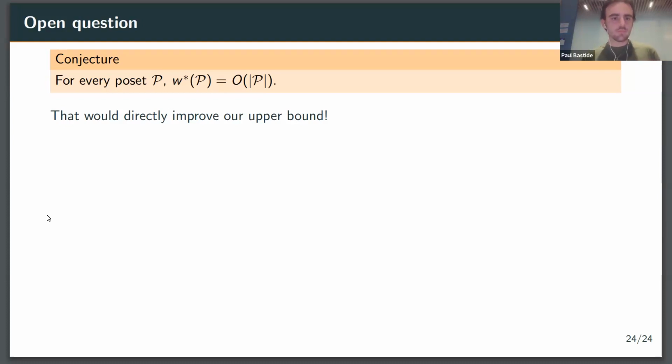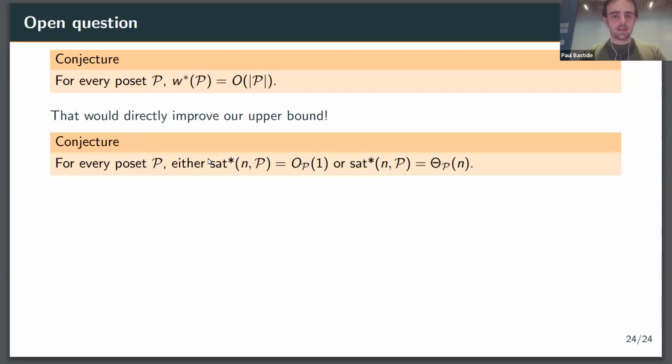So yeah, the first conjecture is what I was talking about, that maybe this width parameter is in fact just linear in P. We asked a few people doing poset theory, and it seems that this width parameter has not been studied yet. So it's still completely open. And this will directly improve our upper bound, because our upper bound depends on this width parameter.